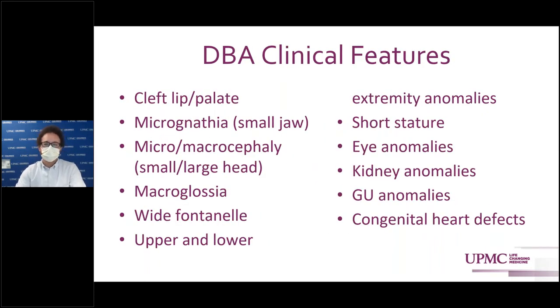In addition to just the anemia aspect or the blood aspect, this condition has multiple other clinical features that you can see in varying degrees. Some patients can have a cleft lip or palate, micrognathia or small jaw, micro or macrocephaly, so small or large head, macroglossia, which is a big tongue, wide fontanelle, extremity abnormalities, short stature, eye abnormalities, kidney abnormalities, genitourinary abnormalities, and heart defects. Not everyone has all of these, and sometimes different patients have different combinations of these, essentially.